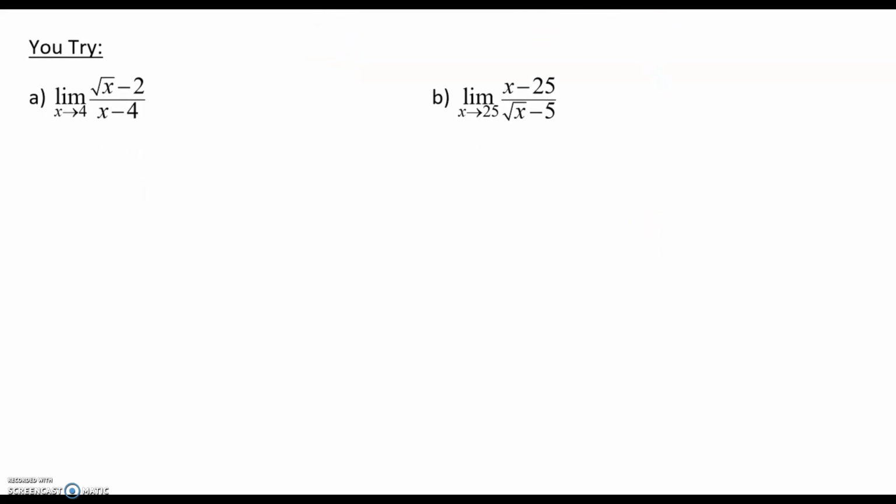And yes, you need to use direct substitution first, even if you know what's going to happen, because it just follows our notes. So pause the video and then hit play when you're ready to go over it.